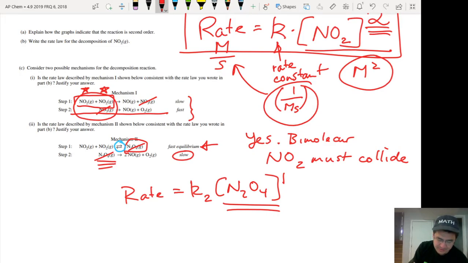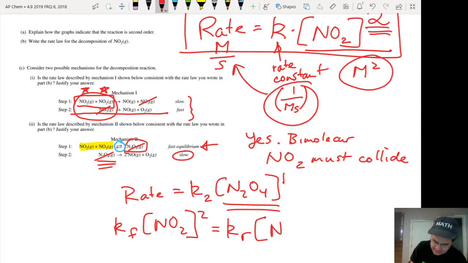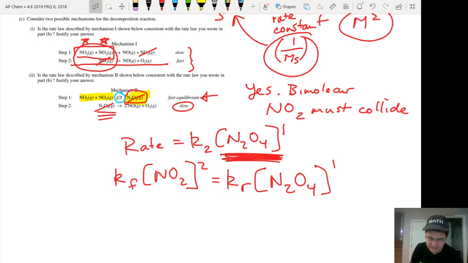So what you do is write a rate law for both directions. In the forward direction, it would be Kf times NO2 to the second, because this is bimolecular. And in the reverse direction, K reverse times N2O4 to the first, because this is unimolecular. Then you do a little solving and substitution. I need to eventually substitute something right there, and I now have this equation. To get N2O4 by itself, I would divide by Kr.